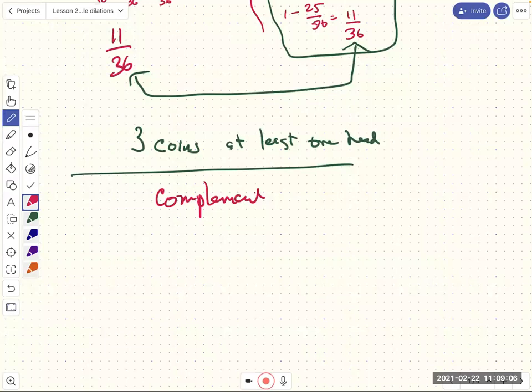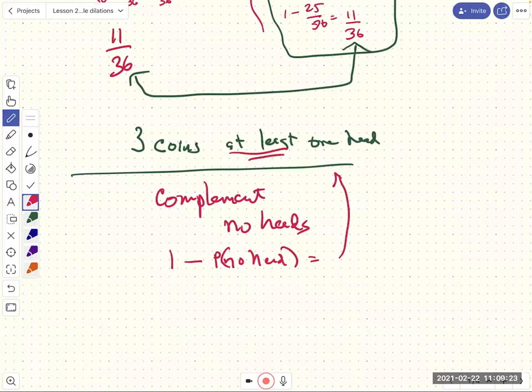So the complement is no heads. Okay. So you're going to subtract, you're going to say 1 minus the probability of no heads equals the probability of at least 1. So you say, oh, well, I know that. So it's 1 minus 1/2 to the 3rd power equals 1 minus 1/8, 7/8. Okay. So that's a skill that you really have to have of how to do that.